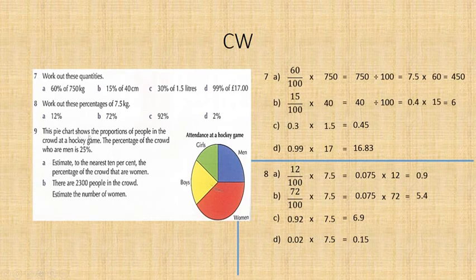This pie chart shows the proportion of people in the crowd at a hockey game. The percentage of the crowd who are men is 25%.